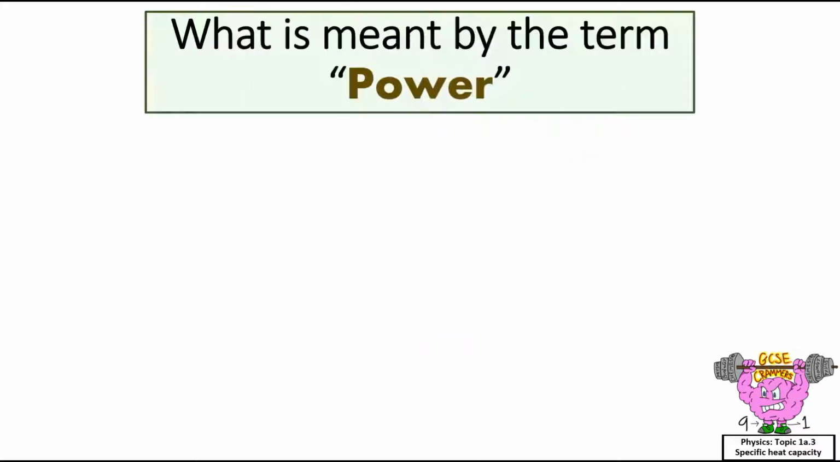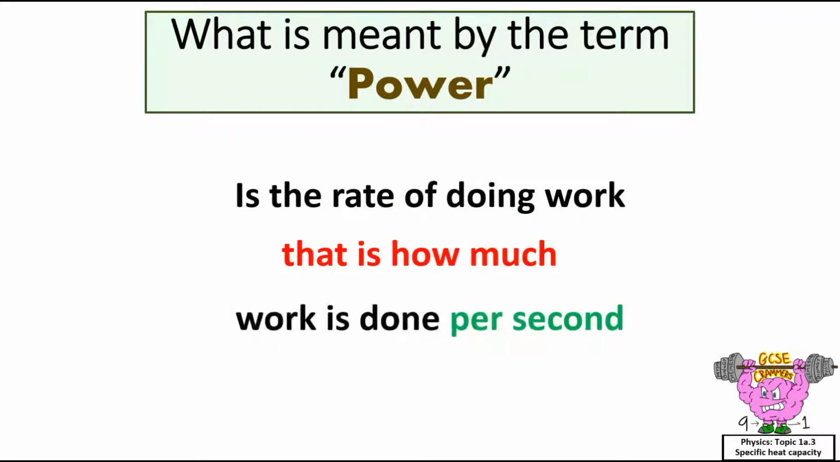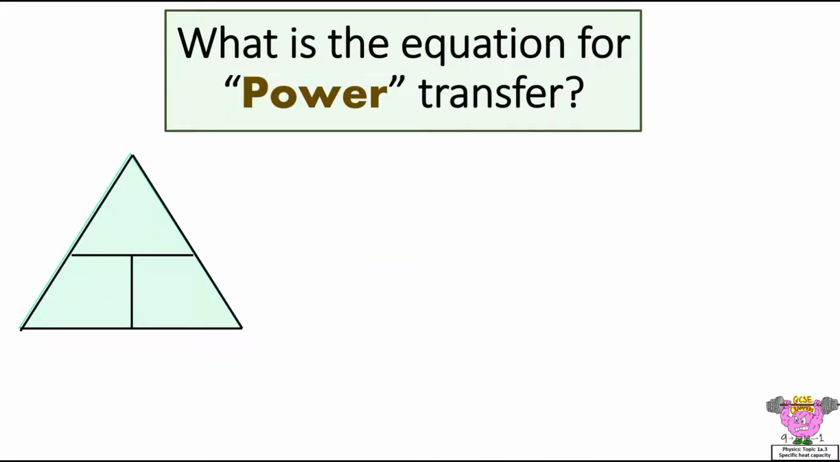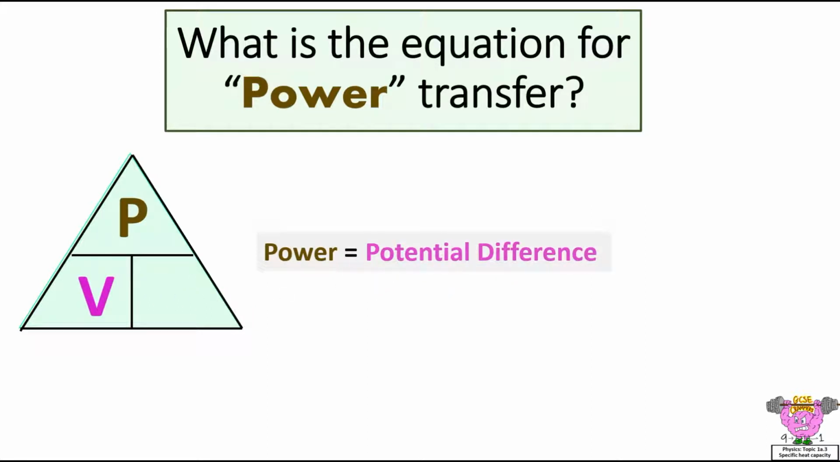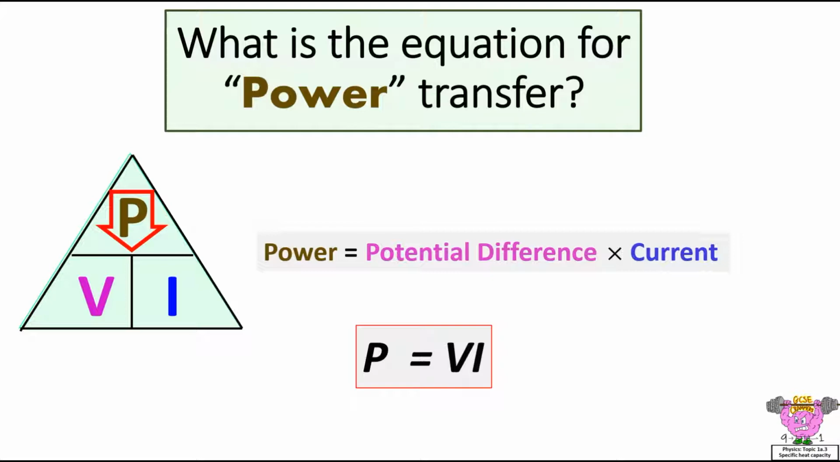What is meant by the term power? It is the rate of doing work. That is how much work is done per second. What is the equation for power transfer? Power equals potential difference times the current, or P equals VI.